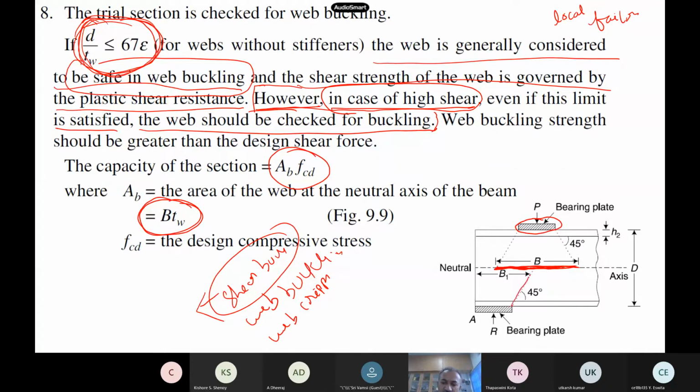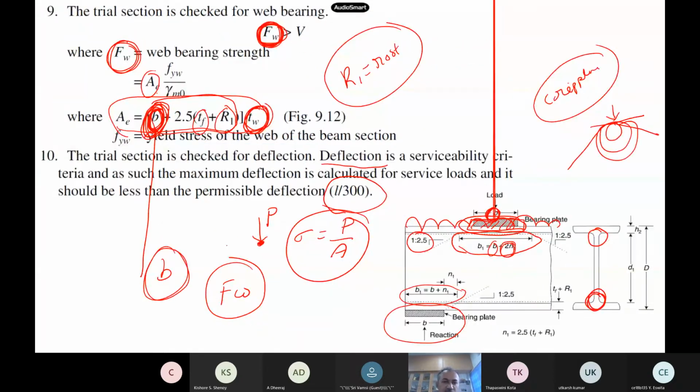So you take the 45-degree angle. Web buckling is generally checked at the diagonals, okay? Because the buckling mainly happens at the diagonal itself. So you find out b, and then b into tw will give the area, and you will get the force, and it should be more than the shear force. Then you have to do the check for web bearing or web crippling. Some textbooks write it as bearing, some call it crippling also, okay? This also you have to do at the support as well as at the concentrated load.